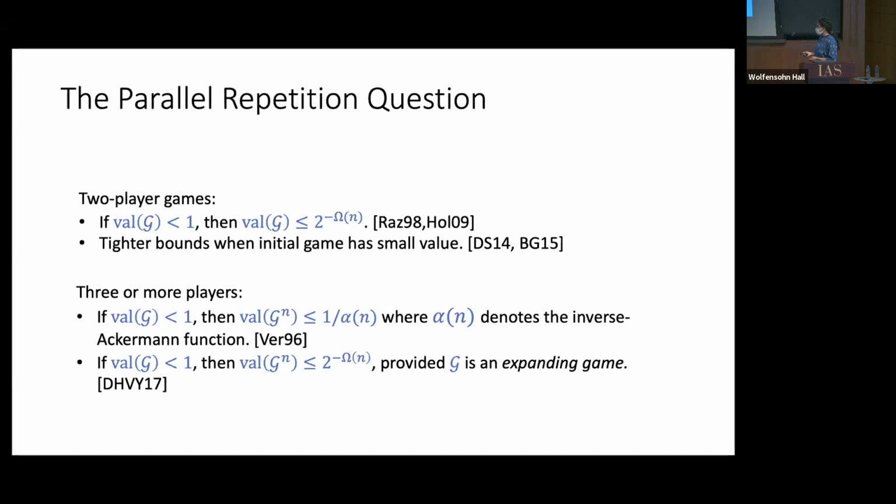For special kinds of games, you have better results. For example, for expanding games, Dinur, Harsha, Venkat, and Yuen showed that if the value of the original game is less than 1, then the value goes to 0 exponentially fast. Are you going to define expanding games? Yes, well, not expanding games. In the next slide, I'm going to present a simplification of the result.